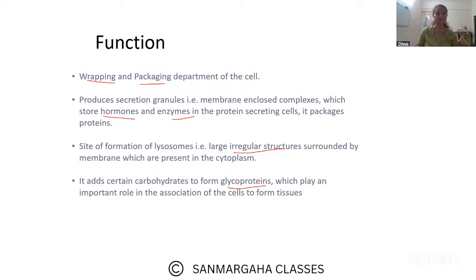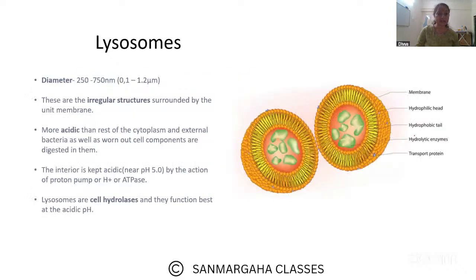Okay, then coming to lysosomes. The diameter of the lysosome is 0.1 to 1.2 micrometers. These are also irregular structures, right? It is more acidic in nature. Lysosomes are very much acidic in nature. It works at pH 5.